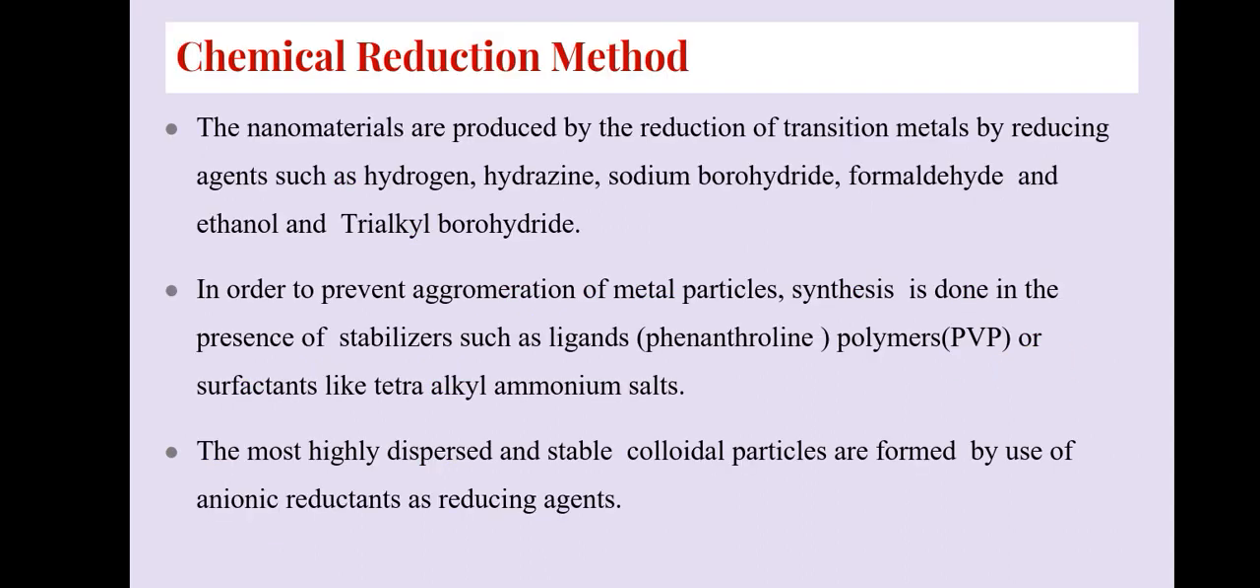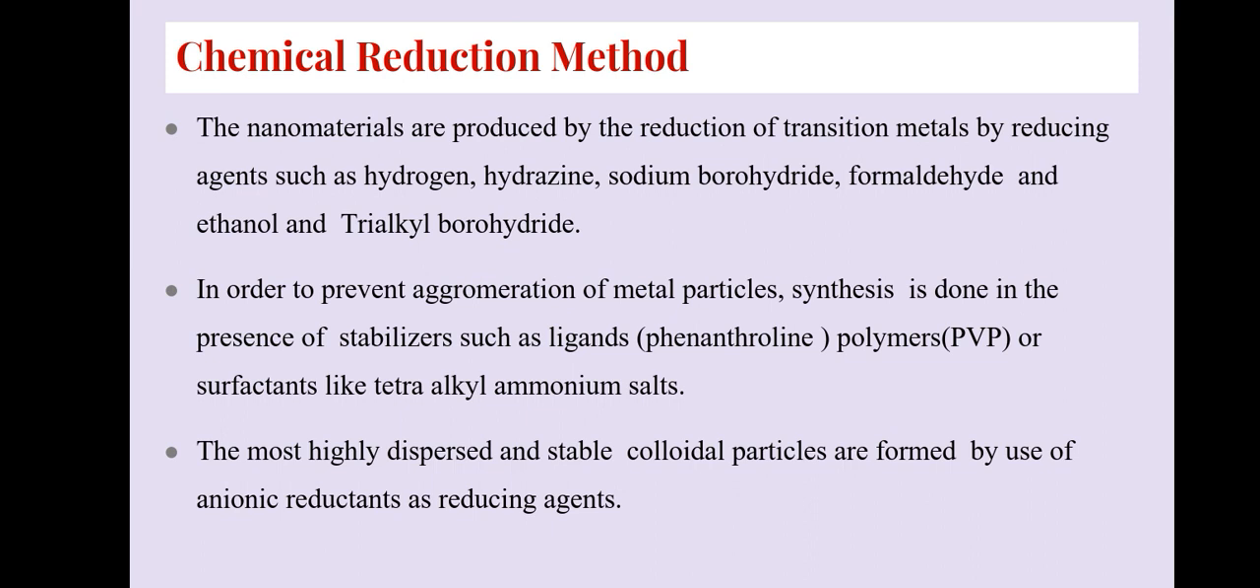Next, the third method, the chemical reduction method. It is a widely used method. Here the nanoparticles are produced by the reduction of transition metals by using some reducing agents. The mainly used reducing agents are hydrogen, hydrazine, sodium borohydride, formaldehyde, ethanol, and trialkyl borohydride. These are some reducing agents.